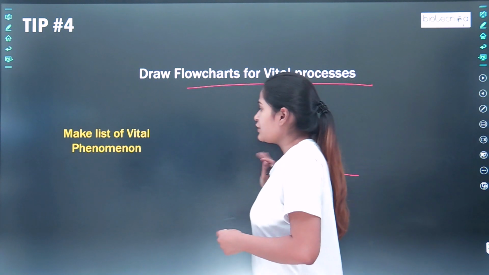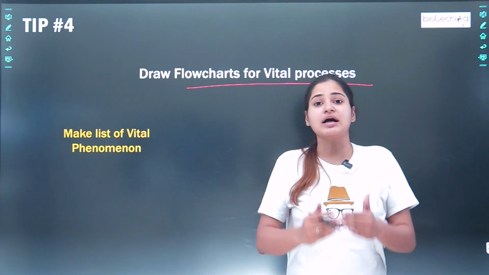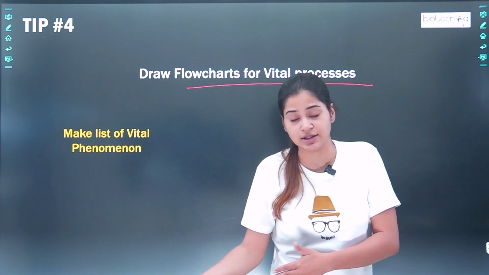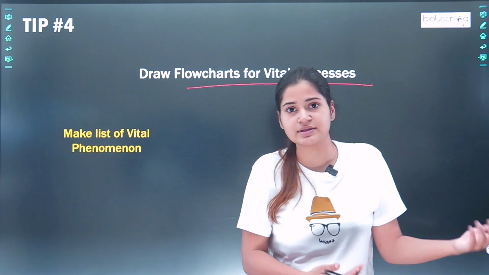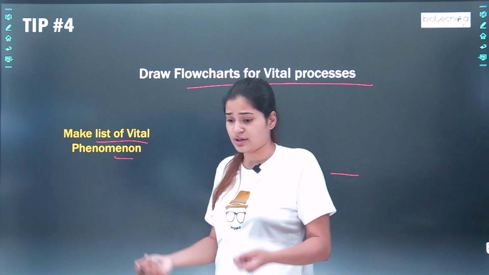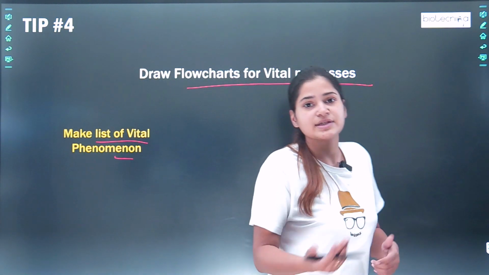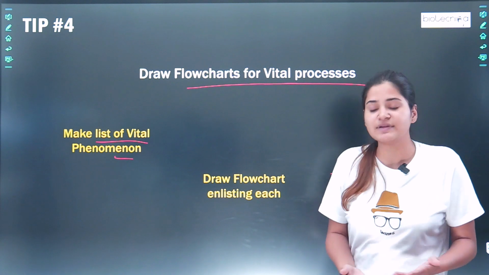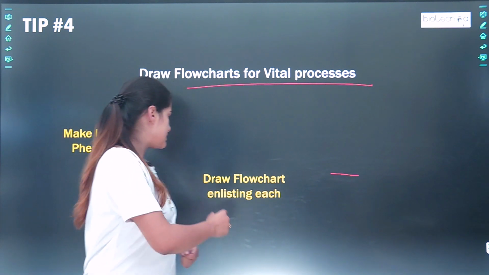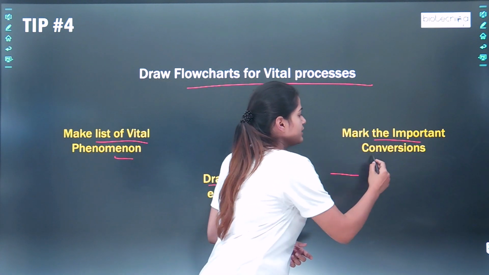Drawing flowcharts for vital processes means, especially in plant physiology where there are a lot of vital processes, let's say the dark reaction, the C3, C4, CAM cycles. A lot of reactions are there, photosynthesis is there. So you have to make a list of the vital phenomena that are happening. You should know what photoperiodism is, what the C3 and C4 cycles are, what a CAM plant is, what the Calvin cycle is. What is the difference between C3, C4 and CAM plants? You should know about these things. So you should draw a flowchart enlisting each one of them, and then you should make important conversions.